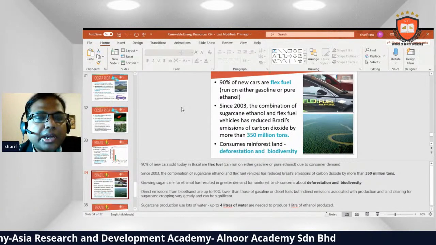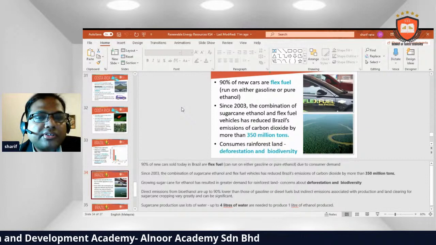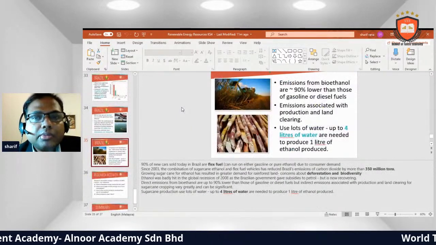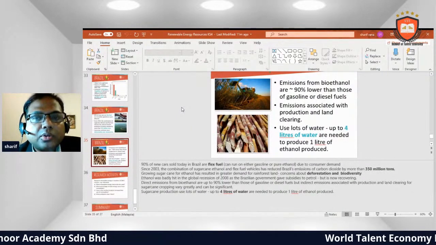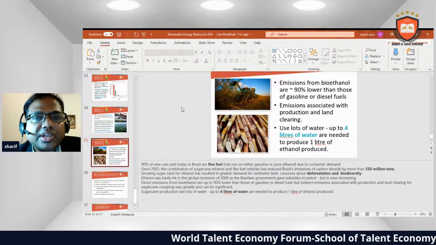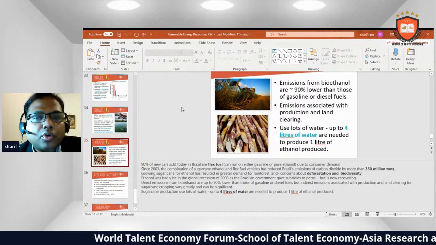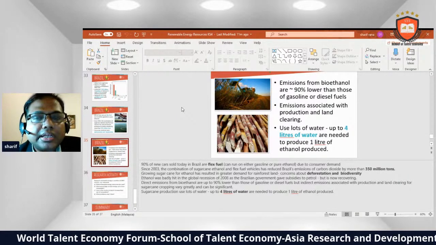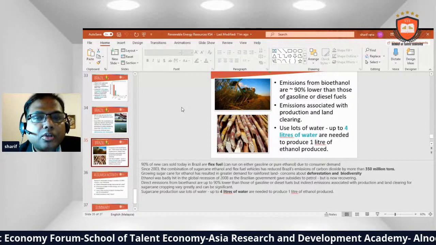Concerns include rainforest land, deforestation and biodiversity. Emissions from bioethanol are 90% lower than those of gasoline. But there are direct fuel emissions associated with production and land clearance, and it uses a lot of water. Up to 4 liters of water are needed to produce 1 liter of ethanol.